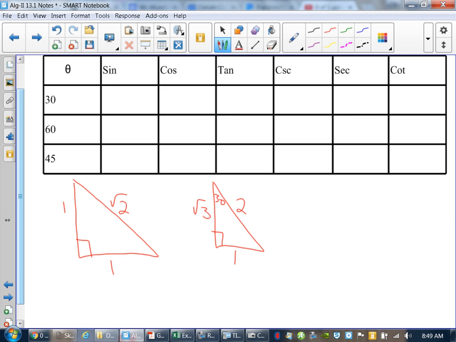Now, what I want you to think of is that when you are the angle, you are the theta. What are you looking at? So if you go through and look at it as being the sine of 30, well, if you're at 30, what are you looking at? What is your opposite? It's 1. So what's the sine of 30? 1 over 2. It's 1/2.